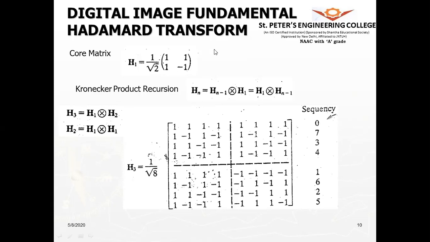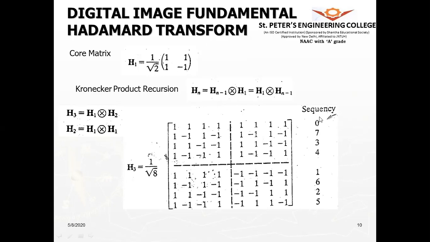All these matrices are in powers of 2. That is 2 power 2, 2 power 3, 2 power 4, and so on. That is a 2 by 2 matrix, and so on. So this will be the way we will be generating this Hadamard transform.